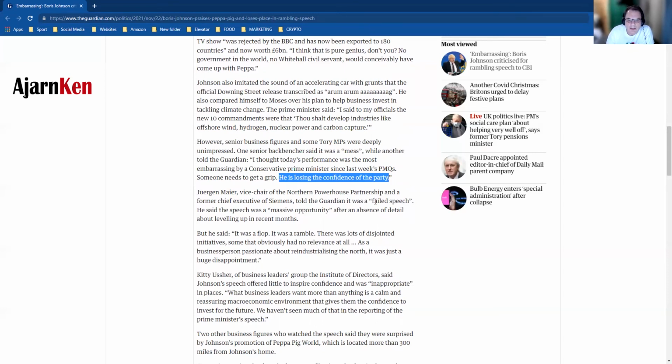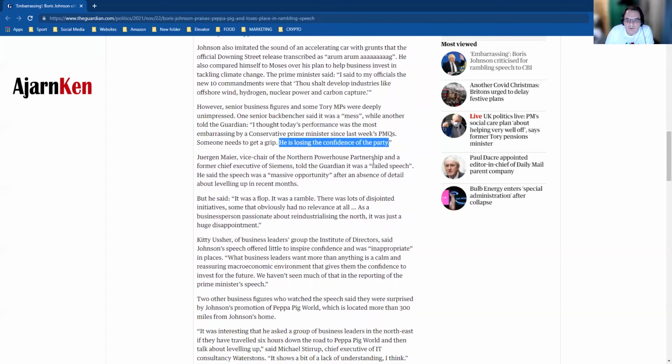Okay. Told The Guardian it was a failed speech. What he was talking about, he failed in what he was trying to do. It was a big opportunity after the absence of talk about levelling up this month, but he said it was a flop, it was a ramble. If it's a flop, it means it was a failure. Okay, the event was a failure. It was a flop. So that's how we describe that.